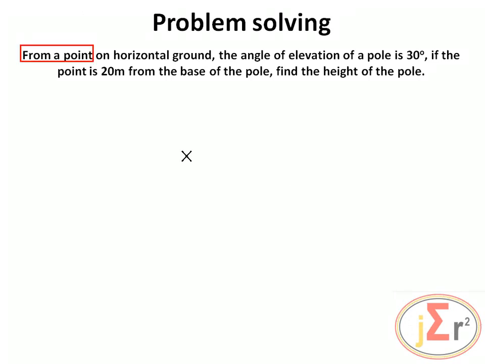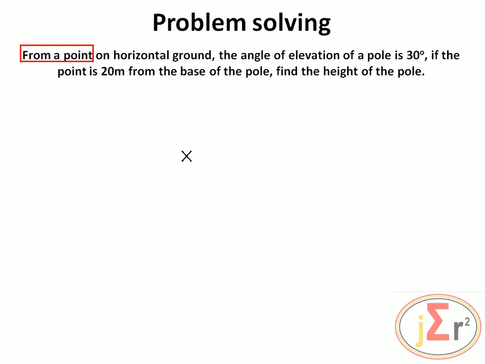So we have our point, and if you take a look at what is happening here, I'm indicating every single stage of the problem. So we are interpreting the problem. Let us read the problem first. From a point on horizontal ground, the angle of elevation of a pole is 30 degrees. If the point is 20 meters from the base of the pole, find the height of the pole.